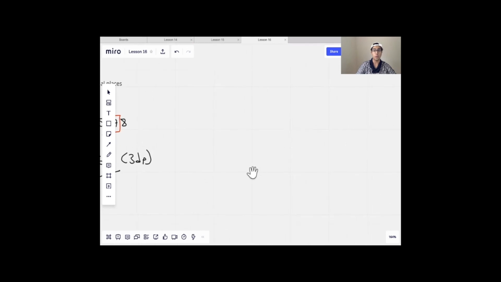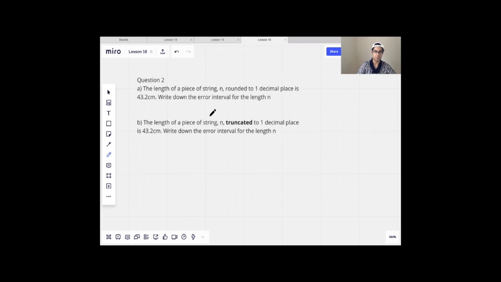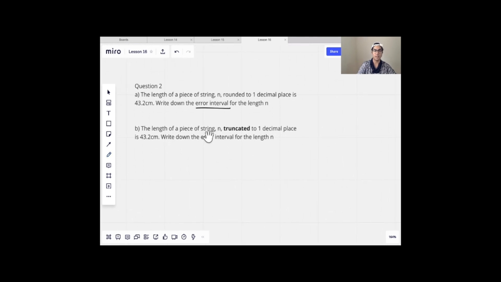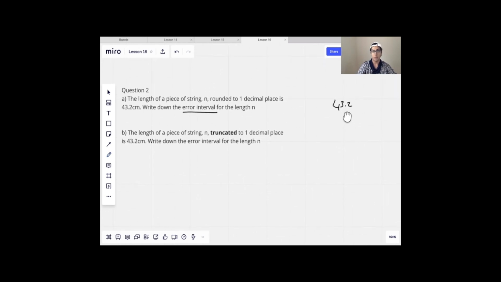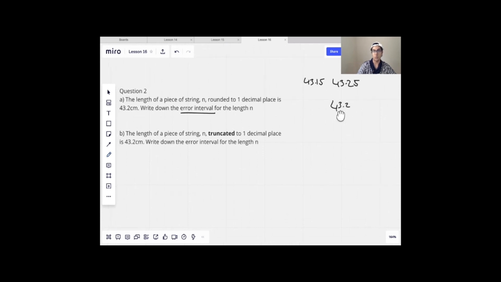And now there's another concept we need to consider, which is error intervals. Error intervals effectively come about because when we round, for example, a number like 43.2, we've rounded it to 1 dp. That means the original number could have been anything from 43.15 to 43.25. And because it could have been any number like this, there's an error involved. So that's the error interval.